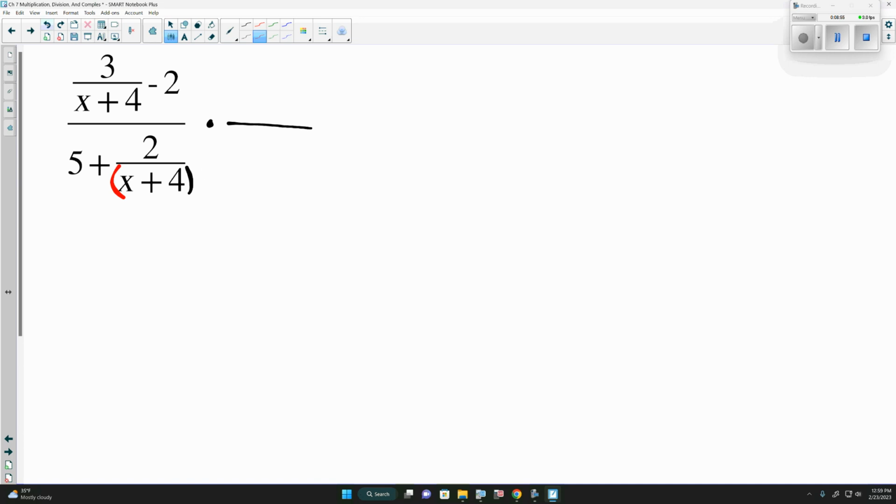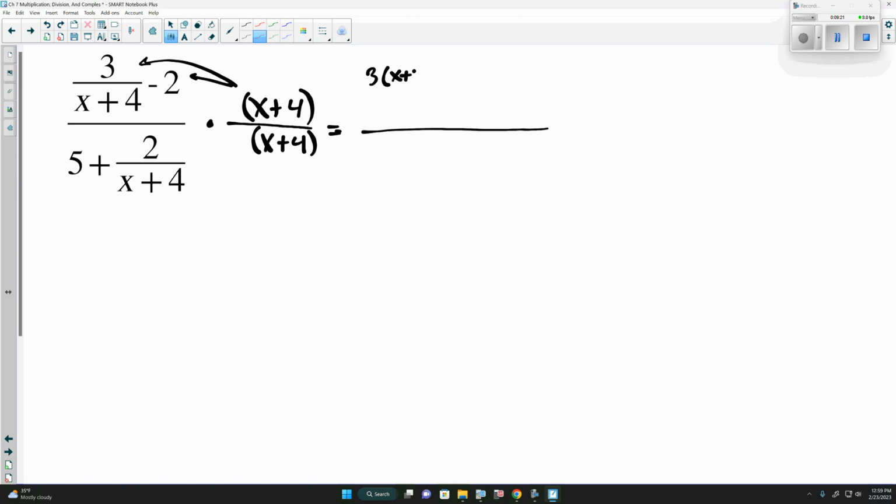But it does not have that, so we just need to multiply top and bottom by x plus 4. Because that's almost the same as the first one. The denominator for the bottom one had just x, the top one had x squared, so we needed 2 of them. And if we multiply the numerator by this, we'd have 3 times x plus 4 over x plus 4, minus 2 times x plus 4.